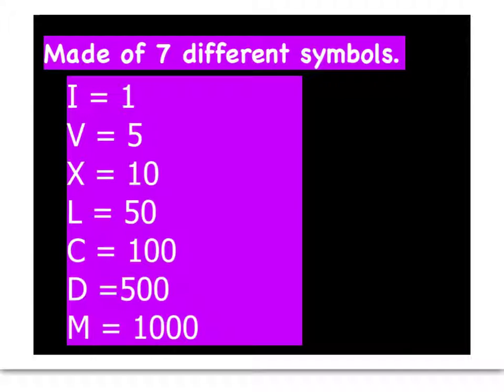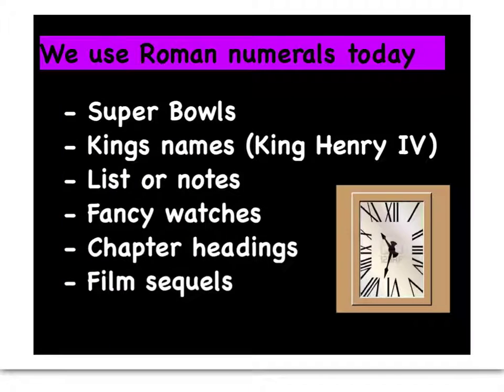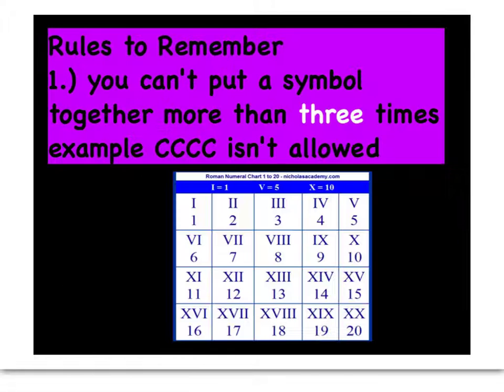This slide shows us all the symbols the Romans used to create the Roman numerals. So notice we can create any number just from these 7 symbols alone. Let's investigate further. Now, you might be asking yourself, well, when would I see the 7 symbols the Romans used today? Some examples include the Super Bowl, king's names, lists or notes, fancy watches, chapter headings, or film sequels. These are all examples of when we would see Roman numerals today.